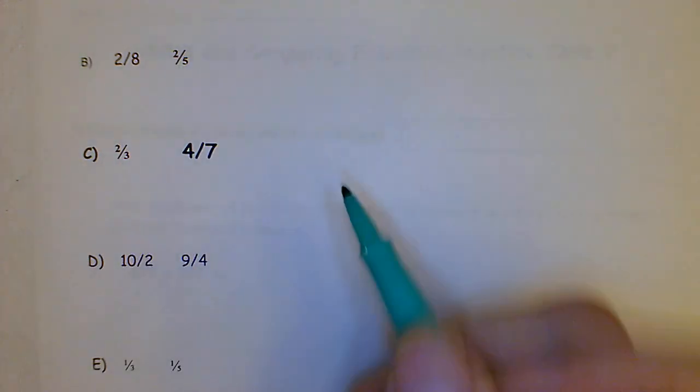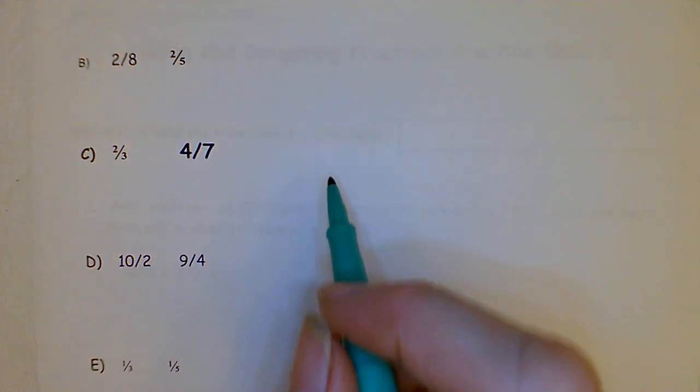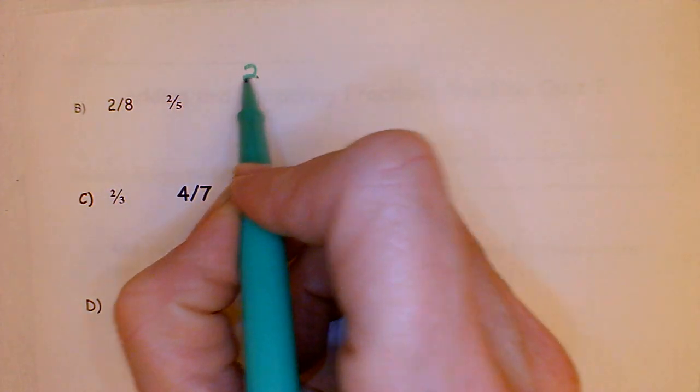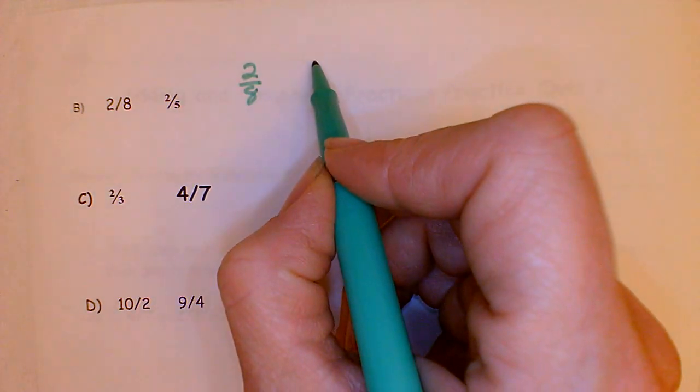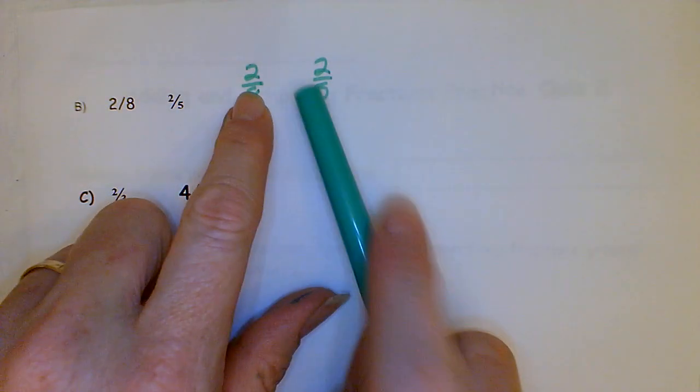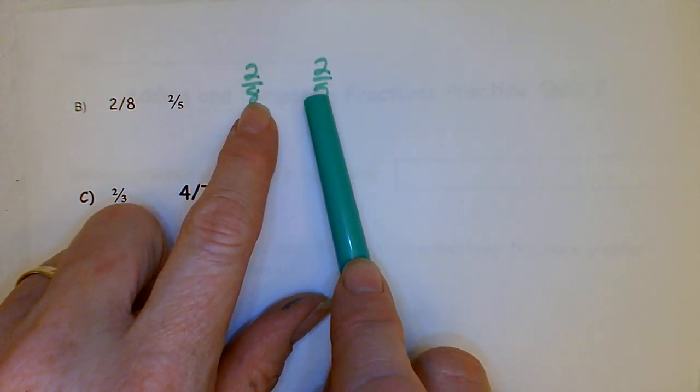And for this next one, we can see that we have 2/8 and 2/5. So I'm going to rewrite this again because I think, let me slide it down a little for us, I think it's easier then for some of you. So we have 2/8 and we have 2/5. And for this one, what I'm noticing is that my numerators are the same. So I have 2 pieces in both situations.